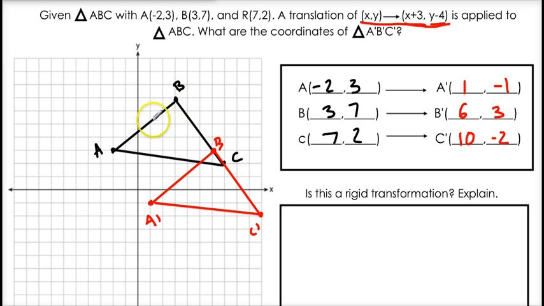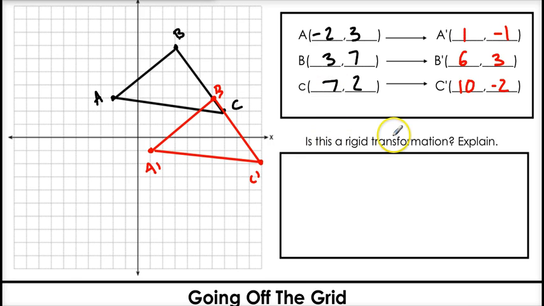What we just did here was we added: the x's all moved to the right 3 and the y's all went down 4, and it didn't rotate, it didn't flip. That is a translation. Now the next question says, is this a rigid transformation? Explain. Well, we should know by now that a translation is a rigid transformation because it preserves the distance between points, which is just a fancy way of saying it stays the same shape and size.